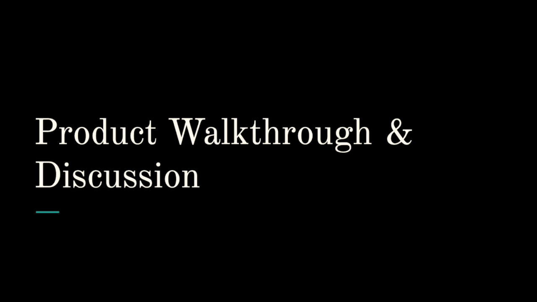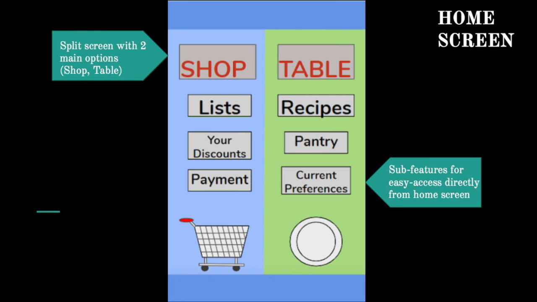When the mobile application is open, a split screen will appear with a header titled Shop centered on the top left and a header titled Table centered on the top right. Underneath the header titled Shop are 3 options: List, Discounts, and Add Payment Method. Underneath the header titled Table are 3 options: Pantry, Preferences, and Recipes.